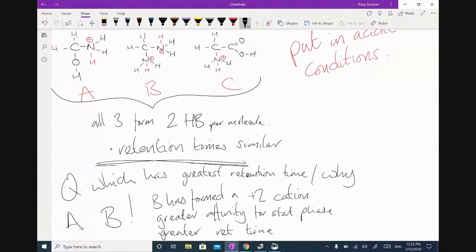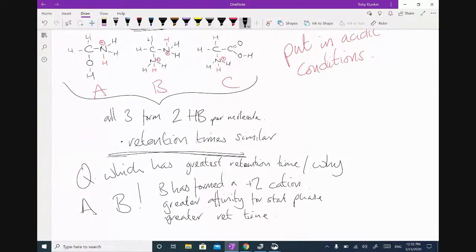That's the most soluble? No, Jasper! Stop saying solubility. It's not. They'd all be soluble. They're all positive. They're all going to dissolve in the water. They all form hydrogen bonds in whatever solvent you use. It's the affinity for the stationary phase that you've got to focus on.